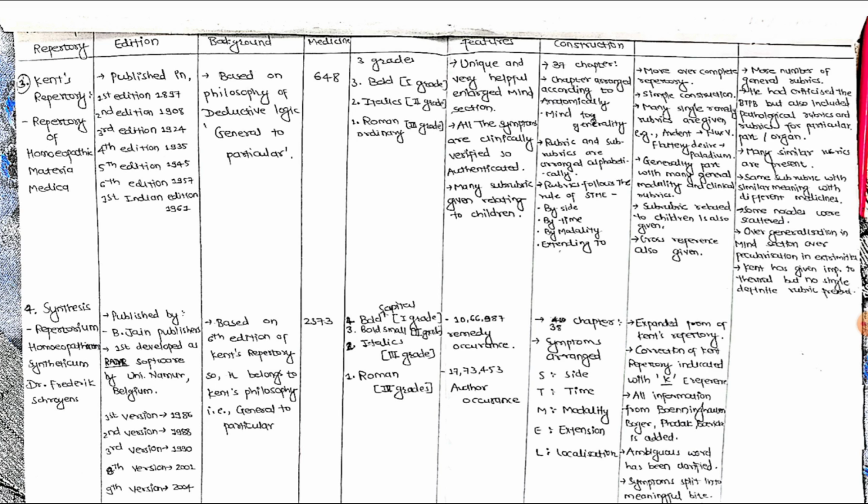Example: ardent, nux vomica; flattery, desire, palladium. Generalities part with many general modalities and clinical rubrics are given. Sub-rubrics related to children are also given, and cross-references are also given.